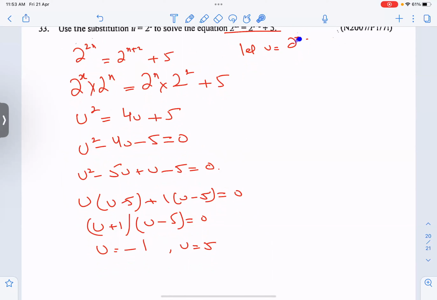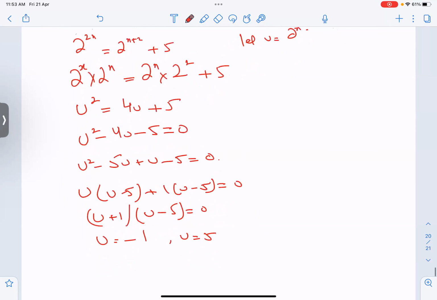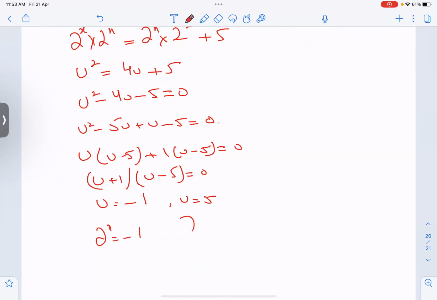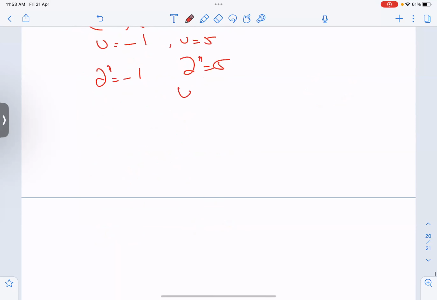Now what was u actually? It was 2 to the power x. So you can write 2 to the power x equals -1 and 2 to the power x equals 5. Now, since you have a negative one here, you will not be able to solve it. The reason is, if it's just 2 to the power x equals 32, you can simply use indices, like 2 to the power x equals 2 to the power 5, and x equals 5. But if it's a number like 5, which is not a power of 2, in that case you just have to apply logs. So you apply log on both sides, log 2 to the power x equals log 5.